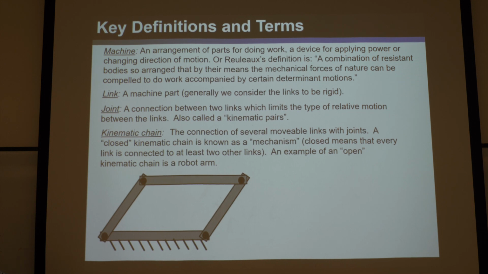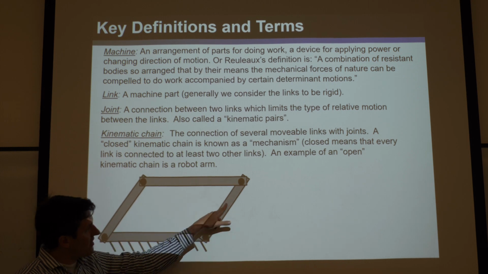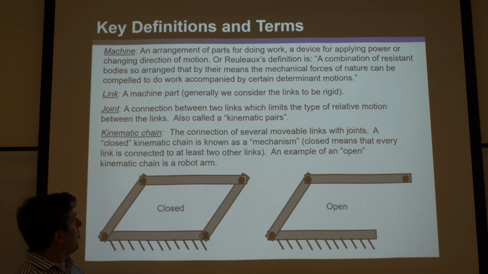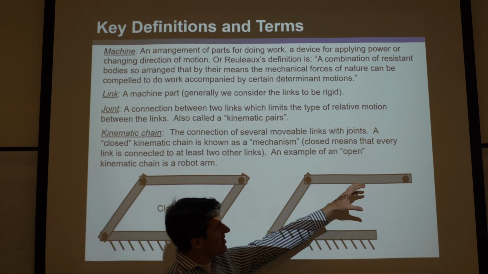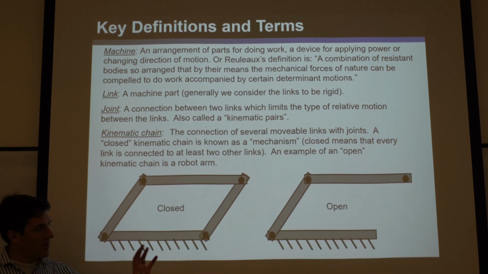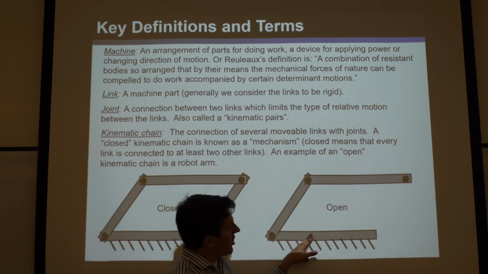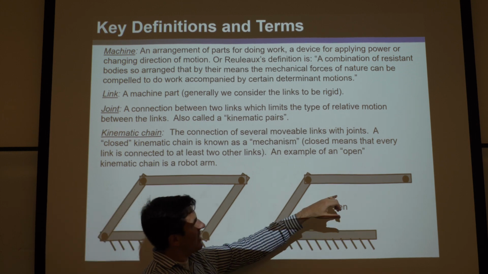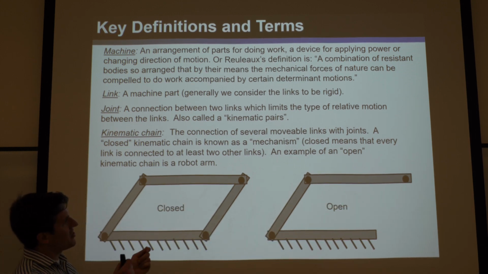A closed kinematic chain is known as a mechanism. Closed means that every link is connected to at least 2 other links. So this is a closed chain. You can see it makes a nice closed loop here, whereas this one is open. An example of an open kinematic chain is a robot arm. Imagine an end effector here that could do something, and it moves around and can pick things up, but it is not closed, and it violates this definition that every link needs to be joined to 2 other links.